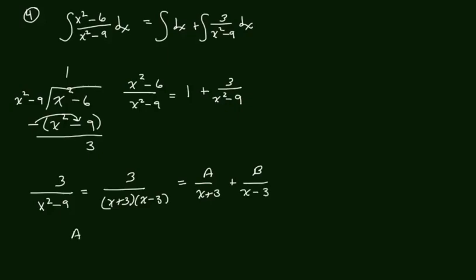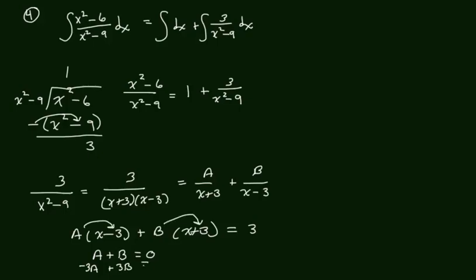Numerator analysis, equals the number 3. Okay, so what is a plus b? What does a plus b have to equal? There is no x, so the coefficient of x will be 0. The a plus b will equal 0. Negative 3a now plus 3b, that's due to the distribution, that has to equal 3.